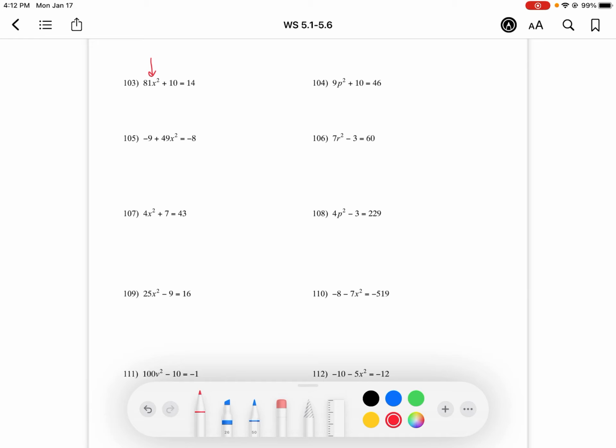Let's undo things. So here's where you can list what's being done to the x. It's being multiplied by 81. It's being squared, and it's also being added to by 10. And so now we want to get x by itself. So undo adding 10. Undo multiplying by 81. Undo square rooting. Undo squaring by square root. Don't forget the plus or minus.